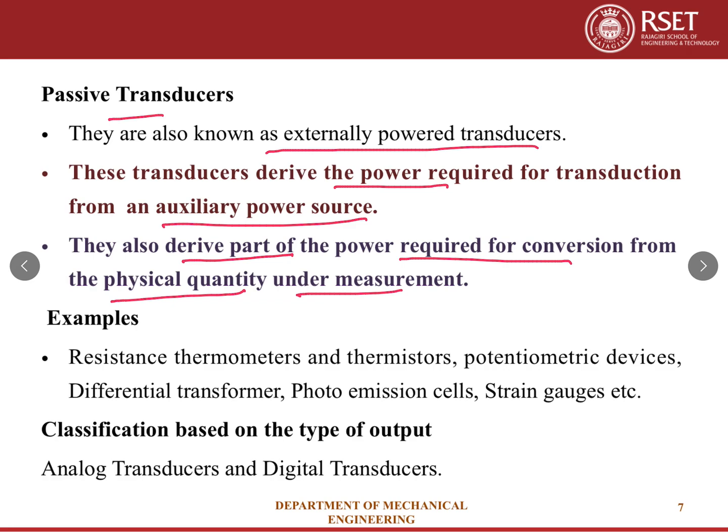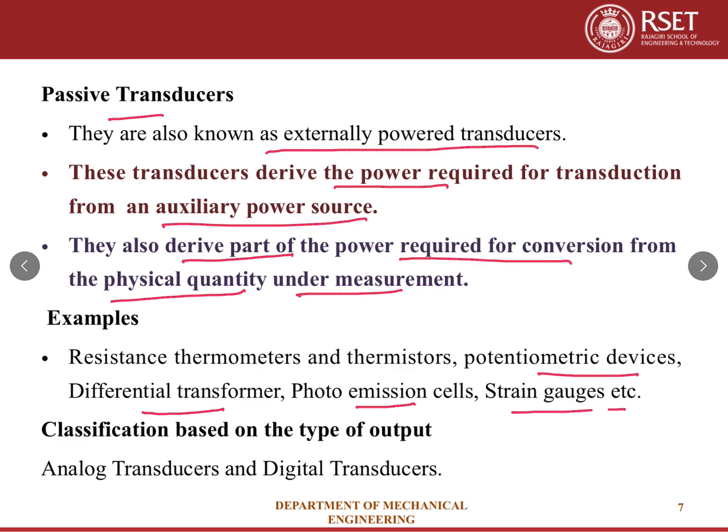Examples: resistance thermometer and thermistors, potentiometric devices, differential transformer, photo emission cells, strain gauges, etc. They require an additional power source.